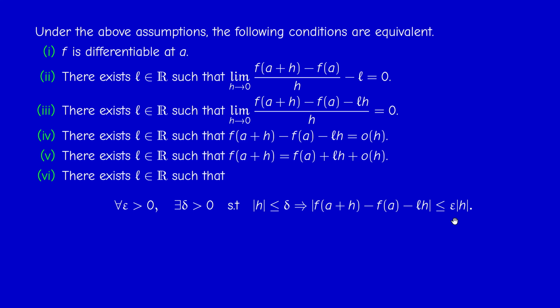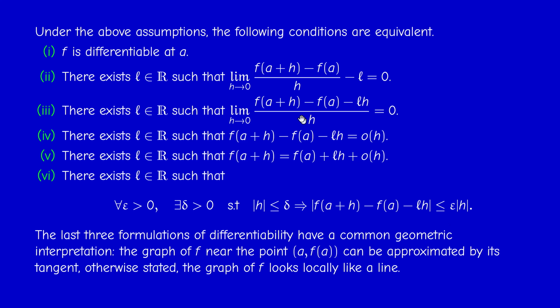But now we advance a little bit because now the geometric conditions 4, 5, 6 have the same geometric interpretation, which is that locally near a, the graph of f, because if you look at this term, f of a plus Lh, what is this? This is the equation of the tangent. So this formulation, this or this or this, same thing, tell me that when f is differentiable, the graph of f looks locally like its tangent. It can be approximated by its tangent. Okay?